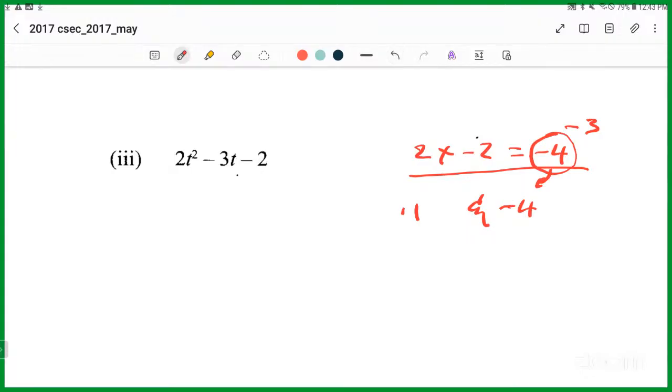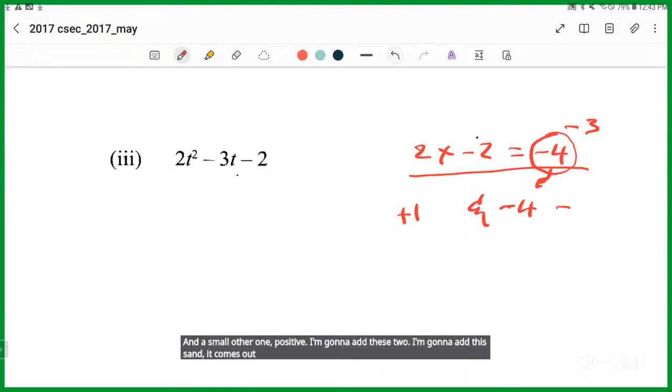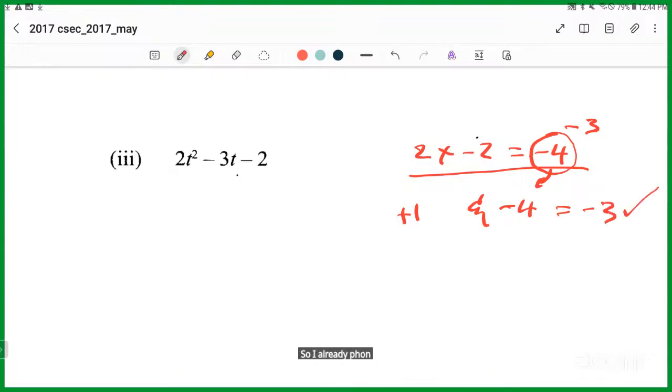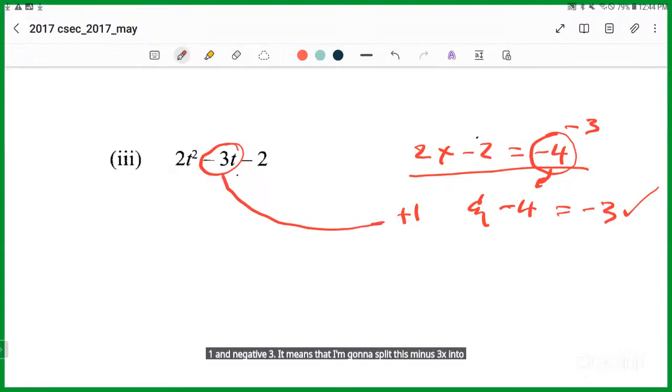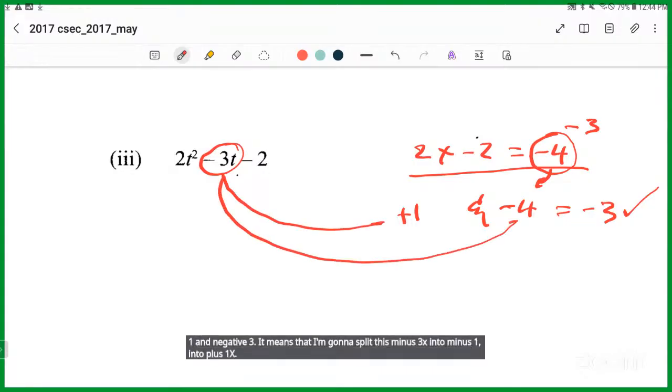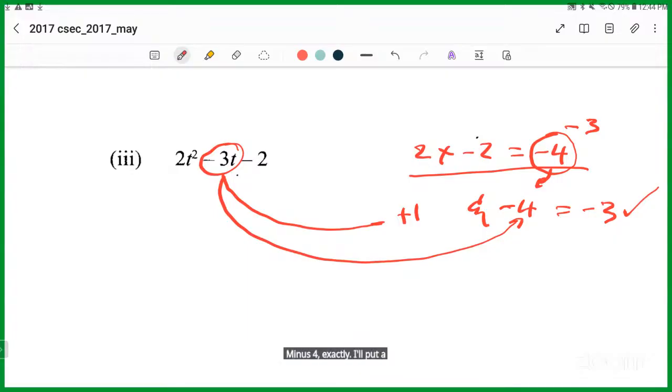And the smaller one positive. And when I add this and this, it comes out to be negative 3. So I've already found the factors that add to negative 3 up here: 1 and negative 3. It means that I'm going to split this minus 3x into minus 4x plus 1x. I can put the minus 4x in front. Split it using those two factors.